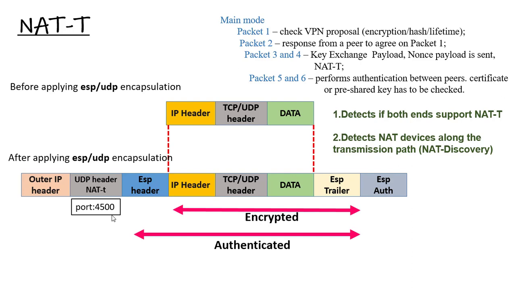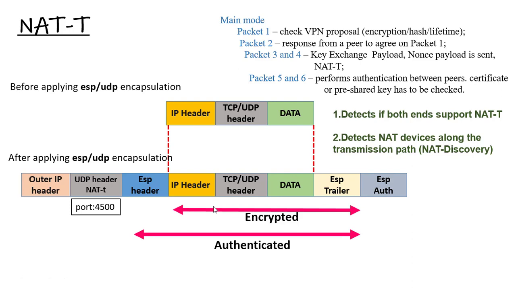The only difference is we change from our unencrypted TCP header, which is being encrypted now, and we add a special UDP header, which is called NAT-T, and it's using this special port 4500. And we use outer IP header as well, because our IP header is encrypted as well.